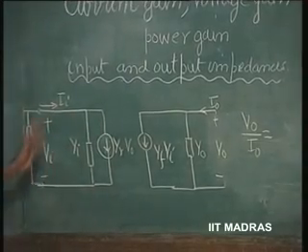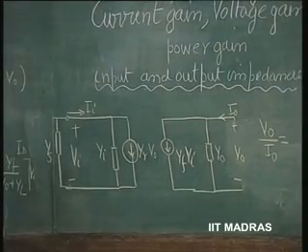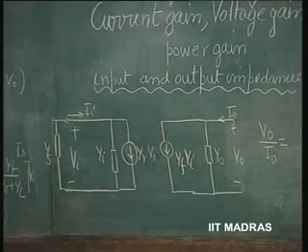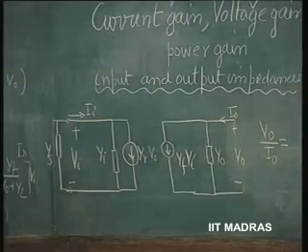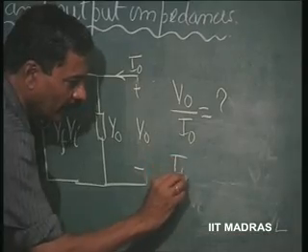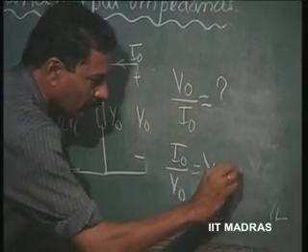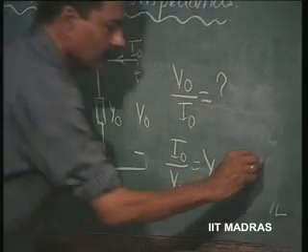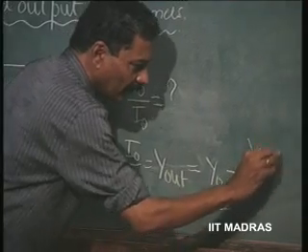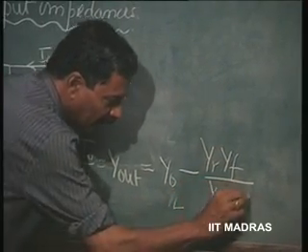This is exactly similar to what we had earlier shown you. Only thing is I and O simply get interchanged. So I would like to leave this as a homework problem for you. Show that I naught by V naught, which is Y out, equals Y naught minus YR YF divided by YI plus YS.